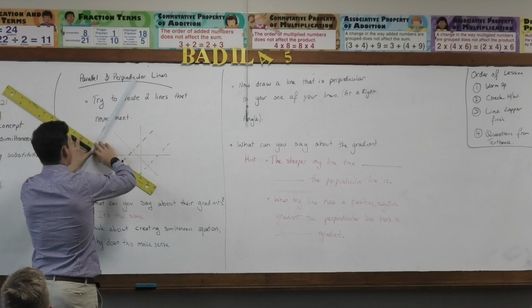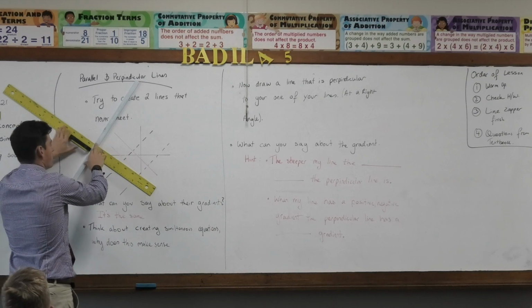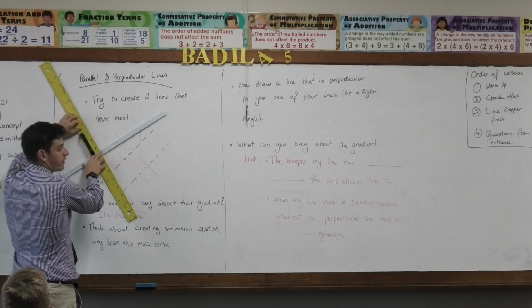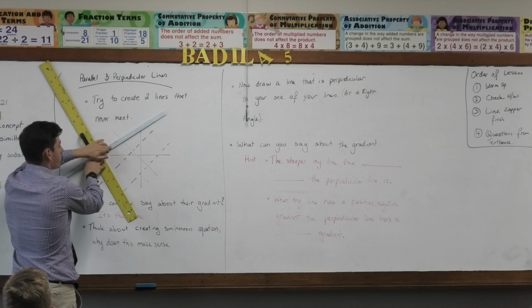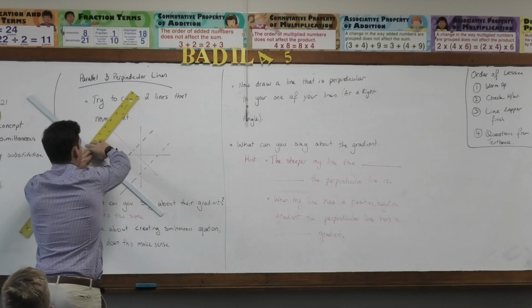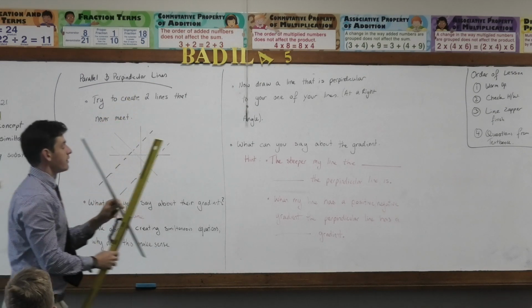And what about as I get flatter and flatter, what happens to my perpendicular line? Steeper. What do you notice if my yellow one is my regular line and the white ruler is my perpendicular line, what do you notice about the gradients? Is this one negative or positive? What about this one? Okay, well let's swap that around now. What happened? They swap.